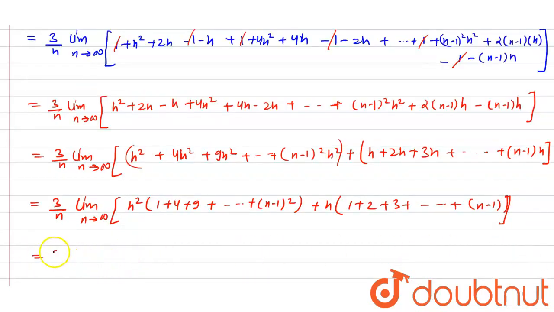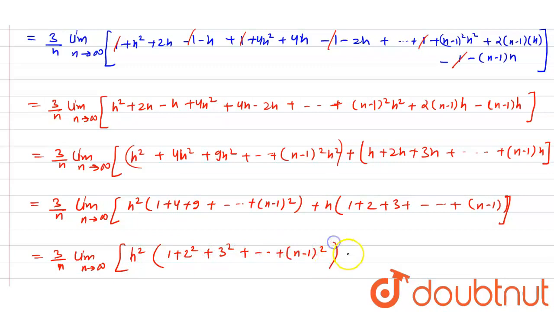Now this can also be written as 3 by n, limit n tends to infinity, h square into 1 plus 2 square plus 3 square, it goes up to plus n minus 1 square, plus here we take h common, so this becomes 1 plus 2 plus 3 plus, it goes up to n minus 1.